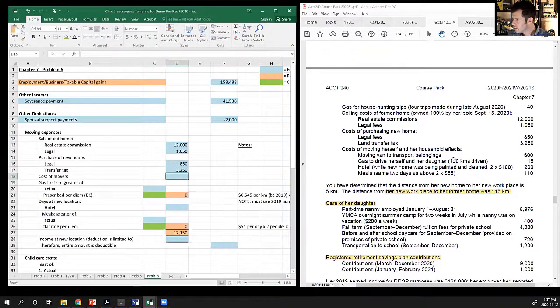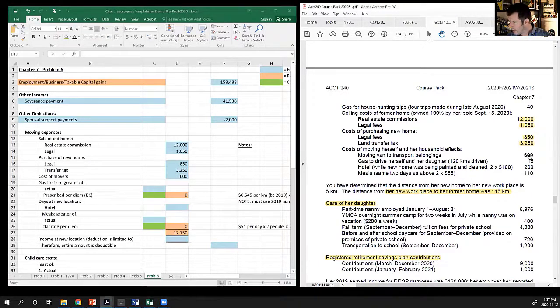What is next? So we've gone through these ones so far. Done. Done. This one's okay. I'll just highlight the ones we're allowed to deduct. What's next? We have costs of moving herself and her household belongings. Moving van to transport her belongings. Yeah, sure, absolutely. So $600, no problem.